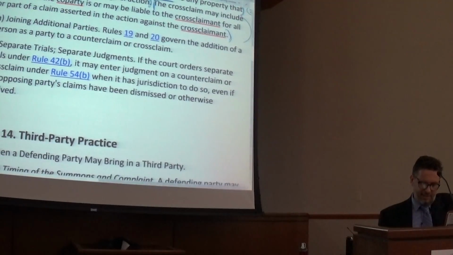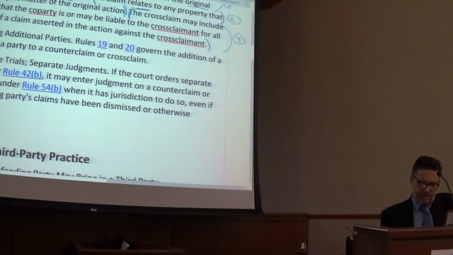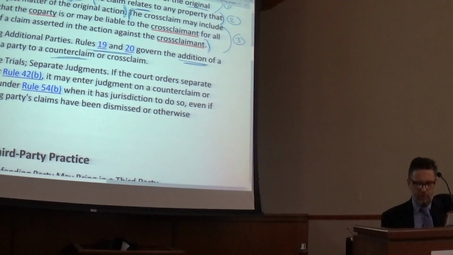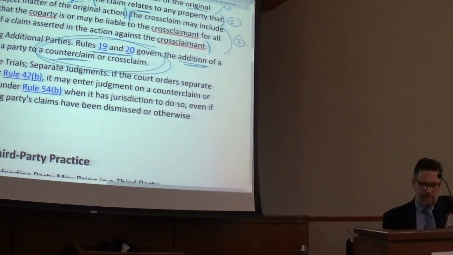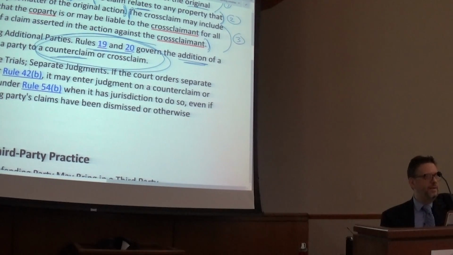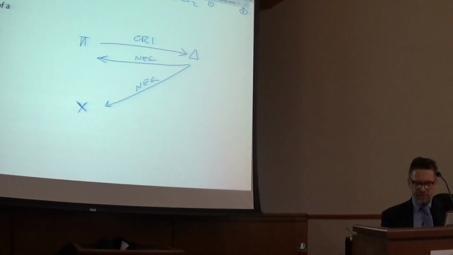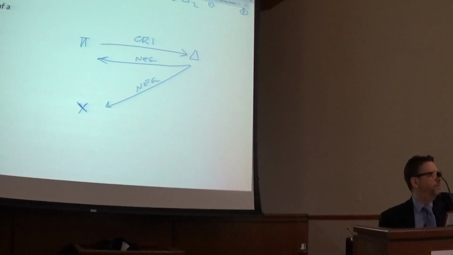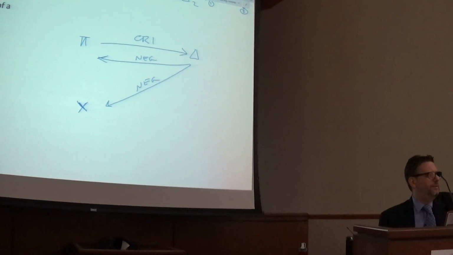Rule 13H. Rules 19 and 20 govern the addition of a person as a party to a counterclaim or a cross-claim. You see that? What is D asserting against P? What's that called? Cross-claim, third-party claim, D versus P. What is it? Counterclaim. What kind of counterclaim? Permissive or compulsory? Permissive. Okay, good.